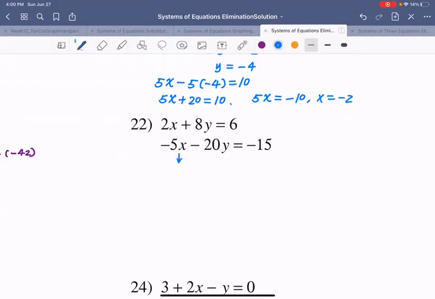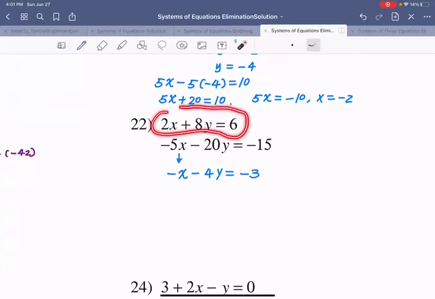Negative 1x minus 4y equals negative 3. Good. Can we divide it by 2 for the first one? Yeah. So it's x plus 4y equals 3. Okay.